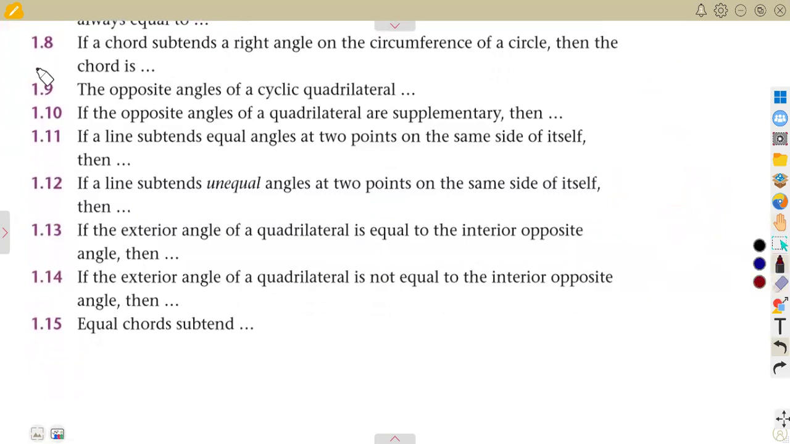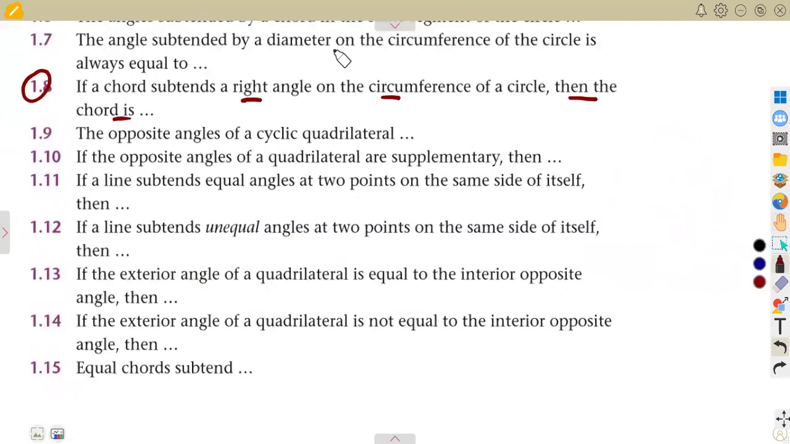1.8, they need us now to tell if a chord subtends a right angle on the circumference of the circle, then the chord is... The angle that was created by a diameter was 90 degrees, guys. Remember that. Now they are saying it subtends a right angle. It creates a right angle. So what type of chord is that? It's a diameter, guys. This one is just a repetition. So that's a diameter there.